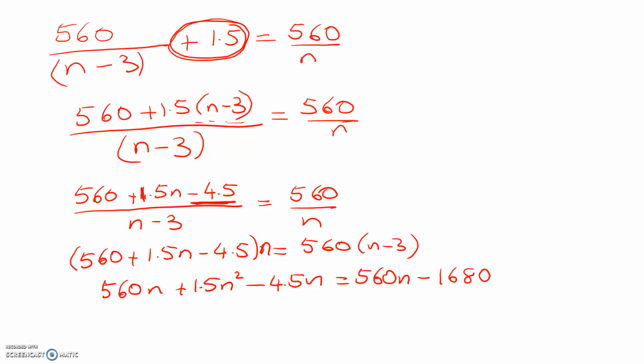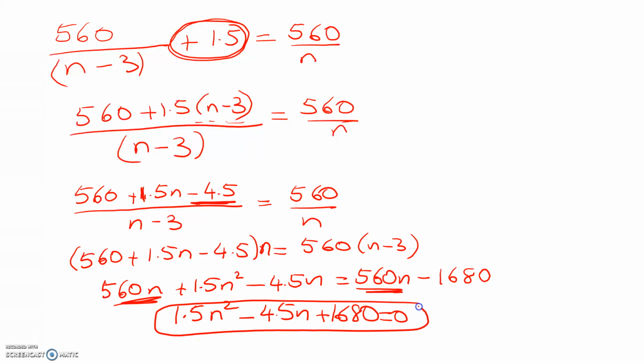1680. Right, now this and this can be subtracted from both sides, leaving me with 1.5n squared minus 4.5n plus 1680. So that's the quadratic that we should end up with. And solving that, again, I'm going to use my calculator on that. Okay, gives me two solutions. It gives me n is equal to 32 or negative 35.